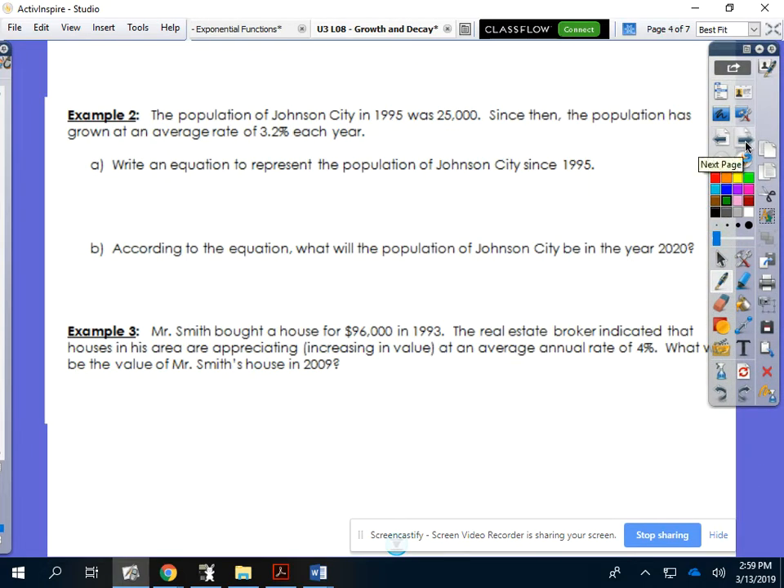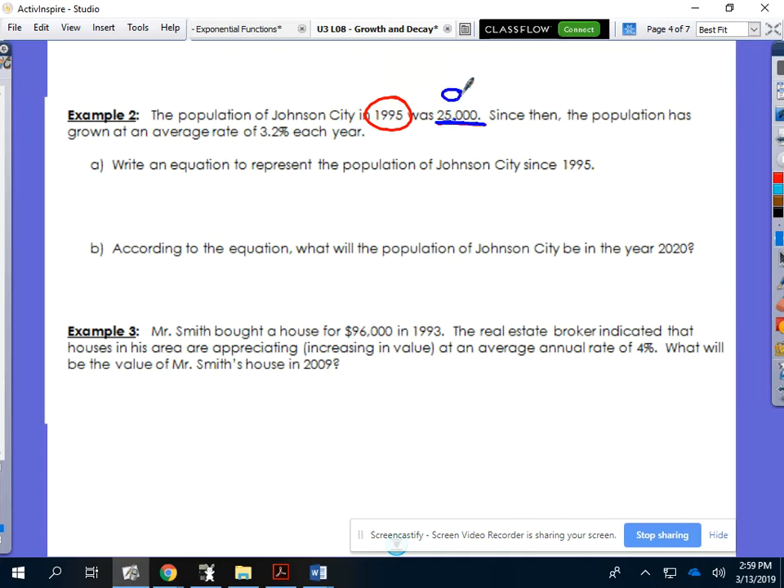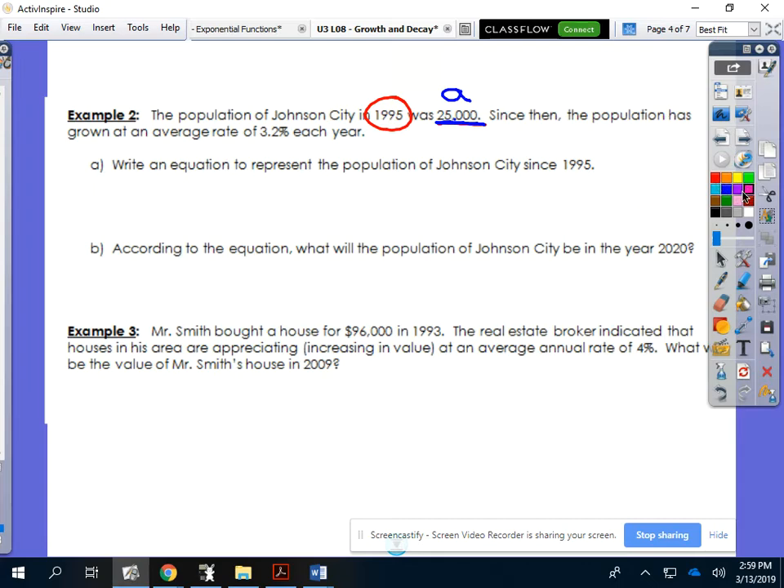So let's do a couple more practice problems. Right now, I want you to see how far you can go on your own, but I'm going to do one more example with you before you try example 3 on your own. So example 2: the population of Johnson City in 1995 was 25,000. Right away, I'm going to label that. Since this is my starting time, this better be my starting amount. That's my A value.